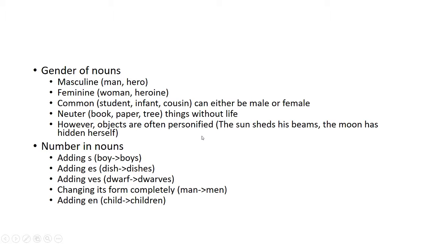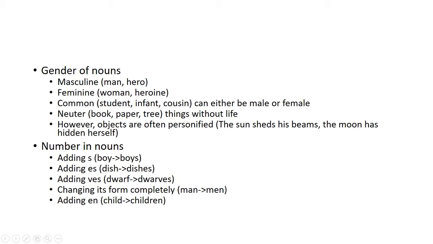However, objects are often personified, such as the sun sheds his beams, the moon has hidden herself. So in the first example, we have assumed sun to be a masculine entity, and in the second example, we have assumed moon to be a feminine entity.